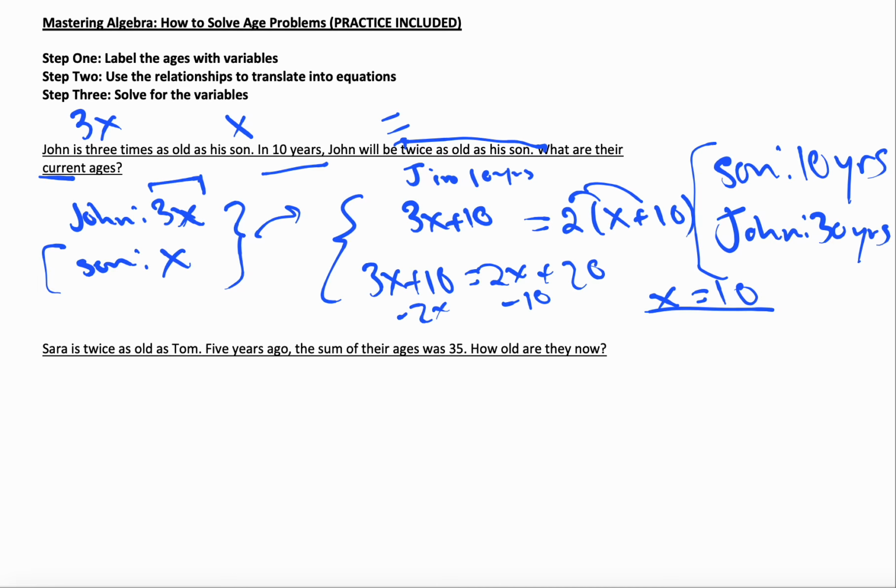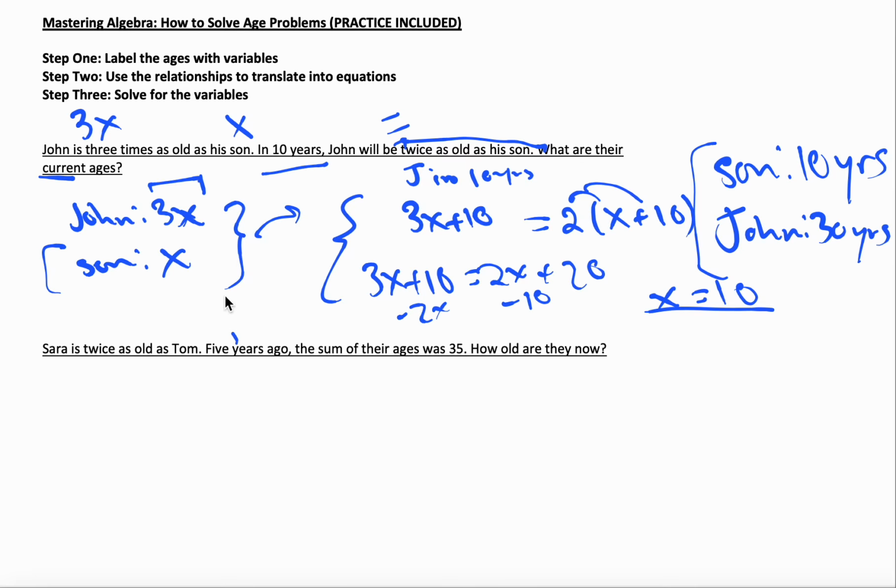So let's look at sample question number 2. Sarah is twice as old as Tom. 5 years ago, the sum of their ages was 35. How old are they now? So now we're going to think about some strategy. Sarah is twice as old as Tom. 5 years ago, the sum of their ages was 35.